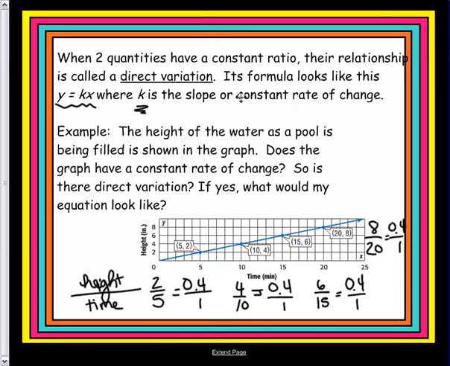So if we wanted to write an equation, we're going to start with y equals, and k is the constant rate of change, or our slope. So we want to use this 4/10, and so it would be 4/10 per minute, or 4/10 times x equals our total. So here is our equation. Go ahead and write that down.